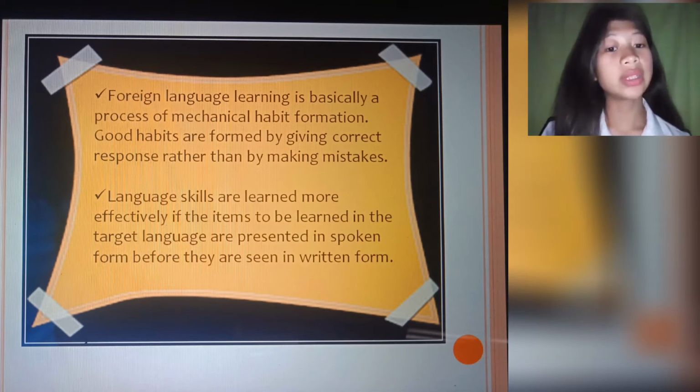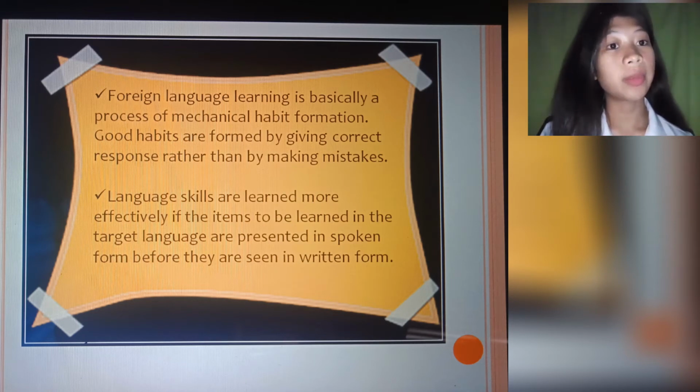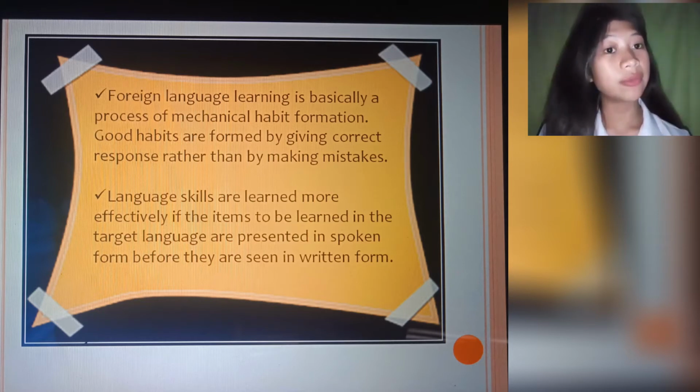The second one is language skills are learned more effectively if the items or the words to be learned in the target language are presented in spoken form before they are seen in written form. So it is effective if they hear it first before they write that word.